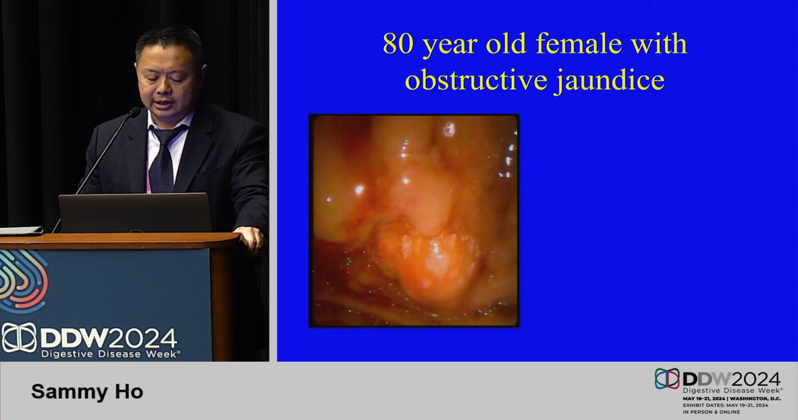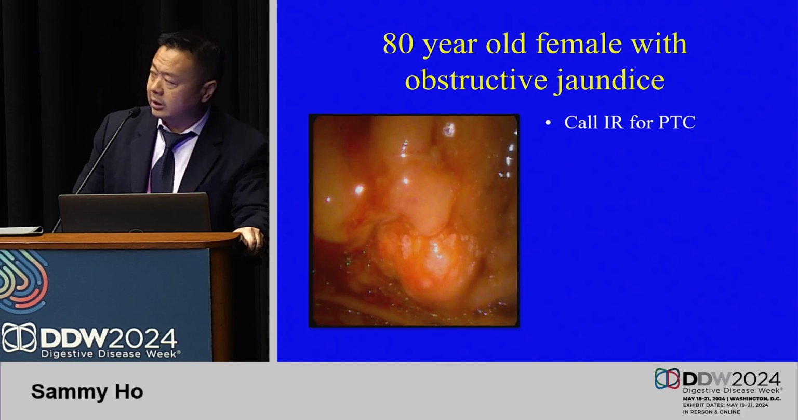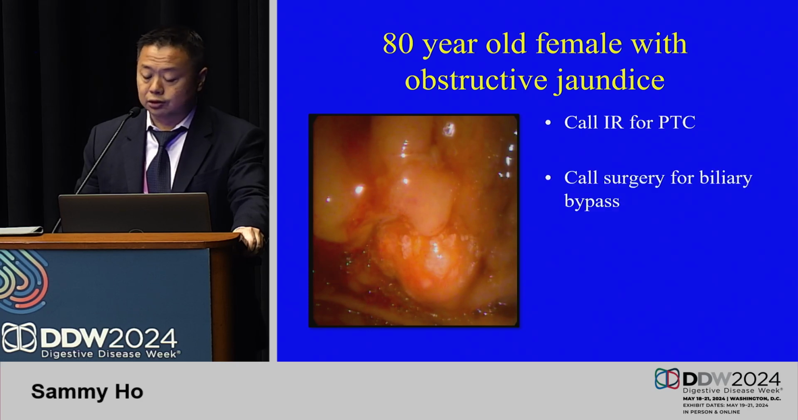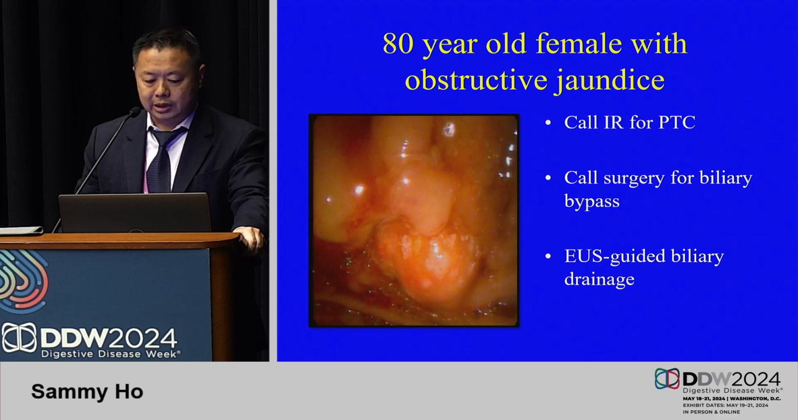So this is a case that I had. I was asked to do an ERCP on this patient with obstructive jaundice. Looking at the ampulla, you don't even try. It is not going to end up good if you try to cannulate, try to find a bile duct, try to do pre-cut. So what do you do? You can call IR, do PTC, certainly. You can call surgery to do a biliary bypass, or you can do EUS guided biliary drainage.